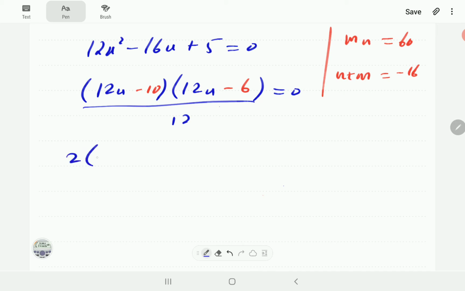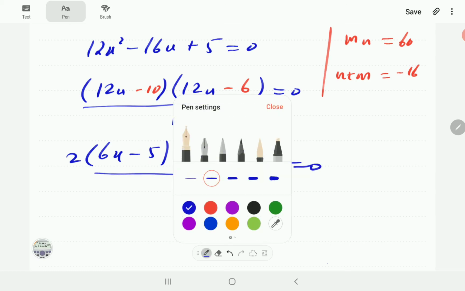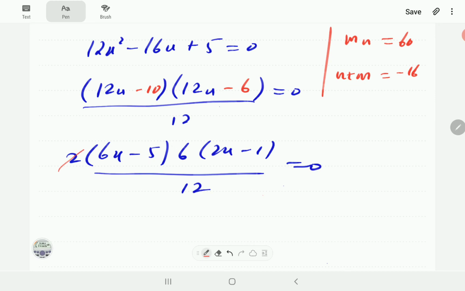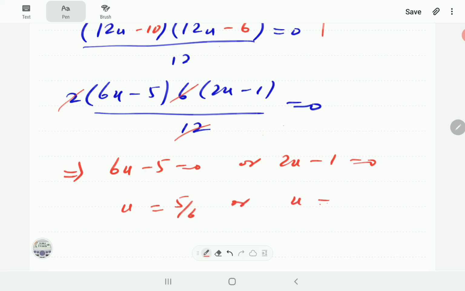So we factorize 2 here. Going to have 6u minus 5. Factorize 6 there. Going to have 2u minus 1, all divided by 12. Then 6 times 2 cancels out with 12. So that means either we've got 6u minus 5 equal to 0 or 2u minus 1 equal to 0. This one gives us u is 5 over 6, and this one gives us u is 1/2.